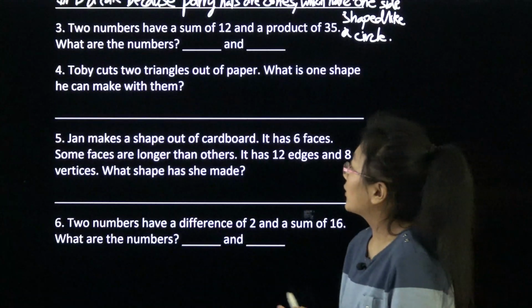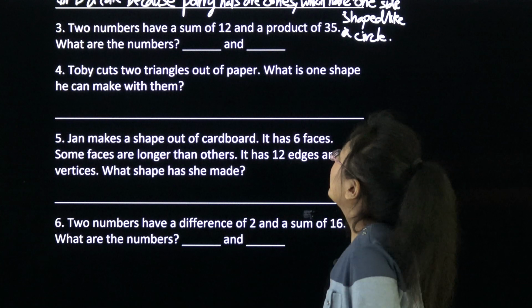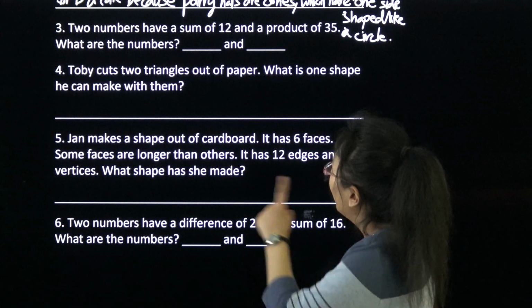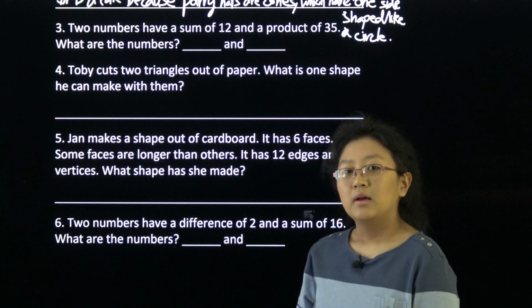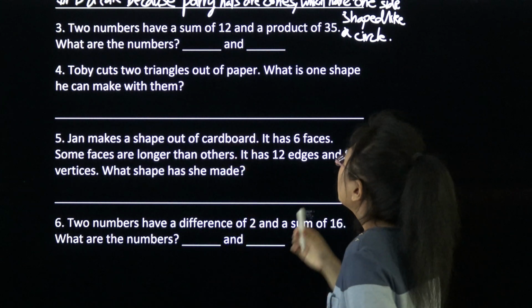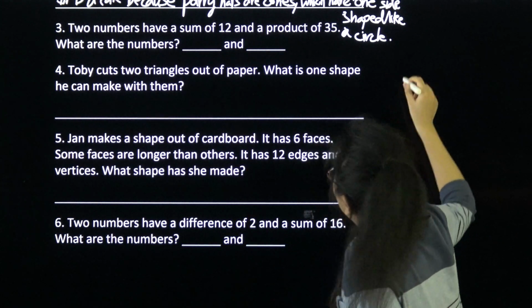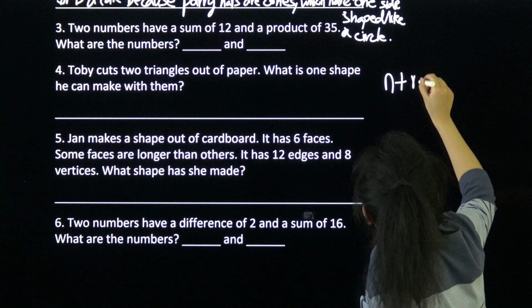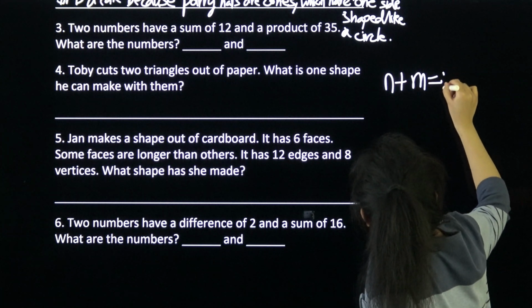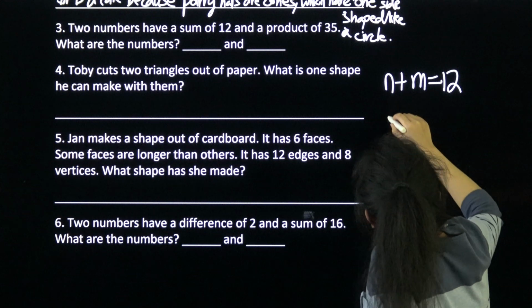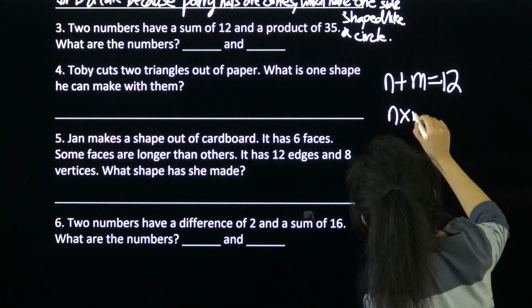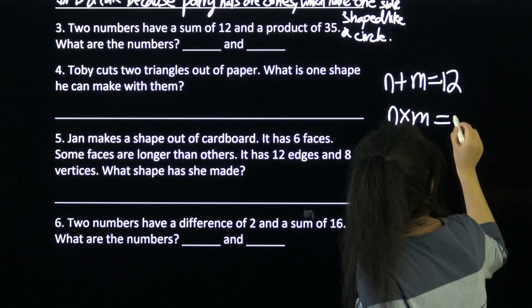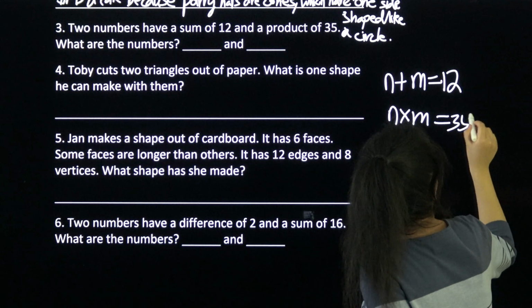Now that's done. Now we're at question number 3. 2 numbers have a sum of 12 and a product of 35. What are the numbers? This is kind of like algebra. So let's call the numbers n and m because we don't know what they are. So n plus m equals 12. And n times m equals 35.